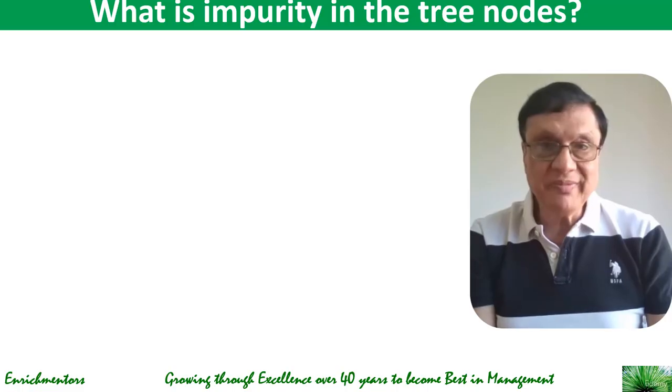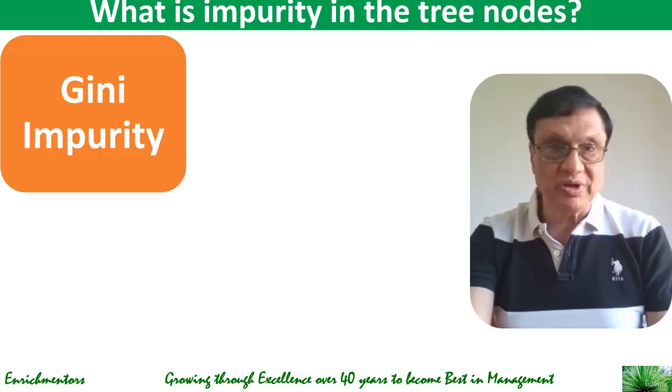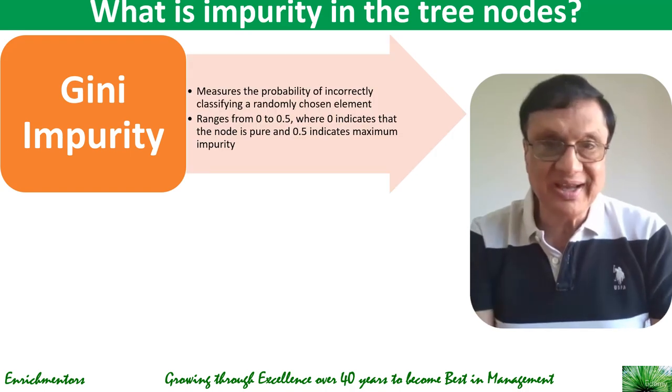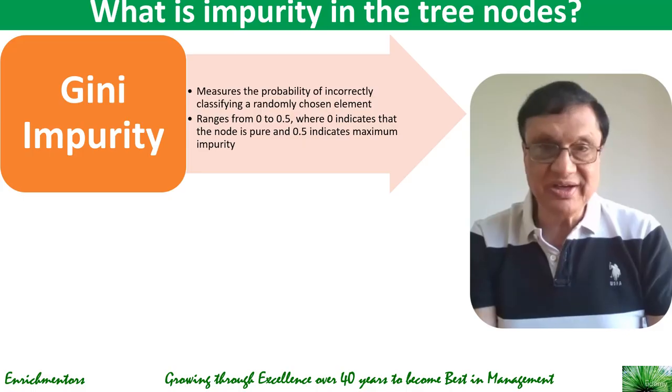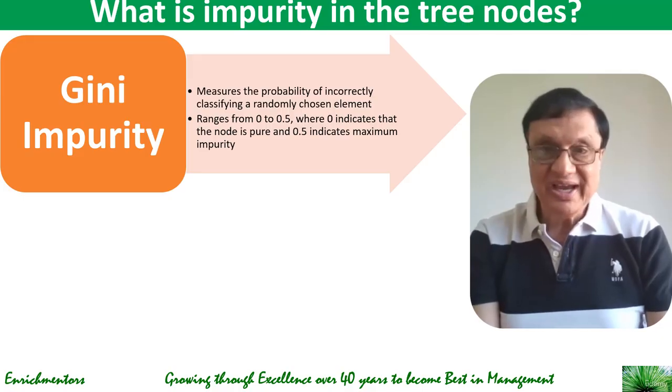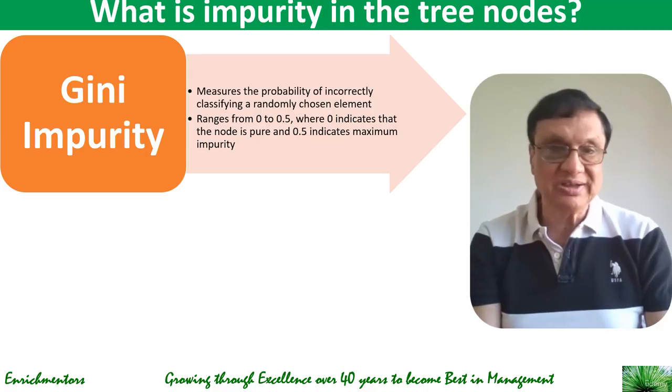There are different impurity measures used in decision tree algorithms such as Gini impurity and entropy. Let's take a look at each of these. So what is Gini impurity? Gini impurity measures the probability of incorrectly classifying a randomly chosen element in the data set if it were randomly labeled according to the distribution of the labels in the node. This typically ranges from 0 to 0.5, where 0 indicates the node is pure, all samples belong to the same class, and 0.5 indicates maximum impurity, samples are evenly distributed among the classes.